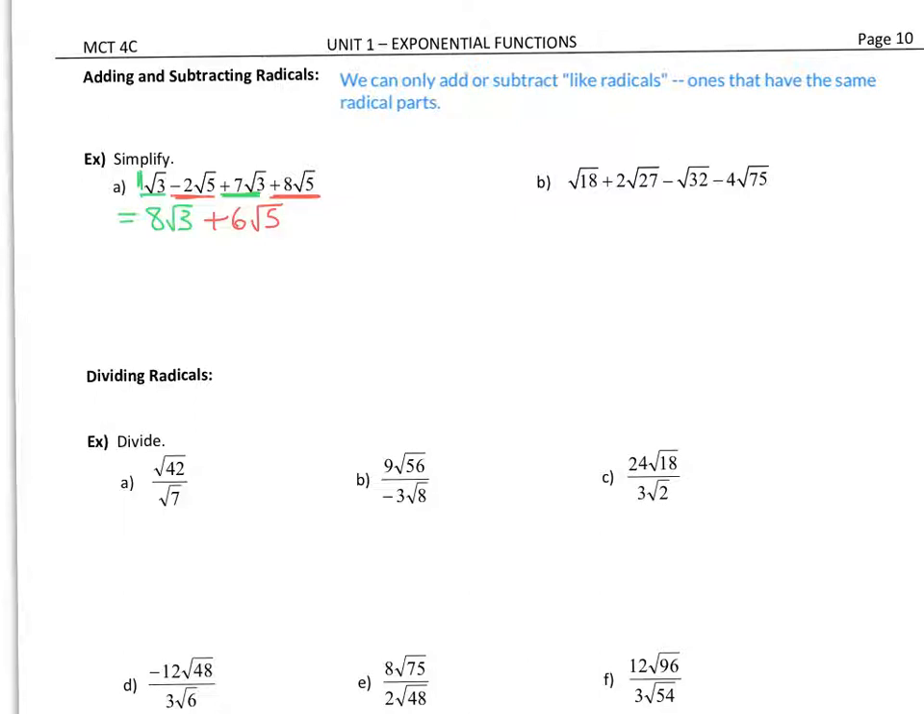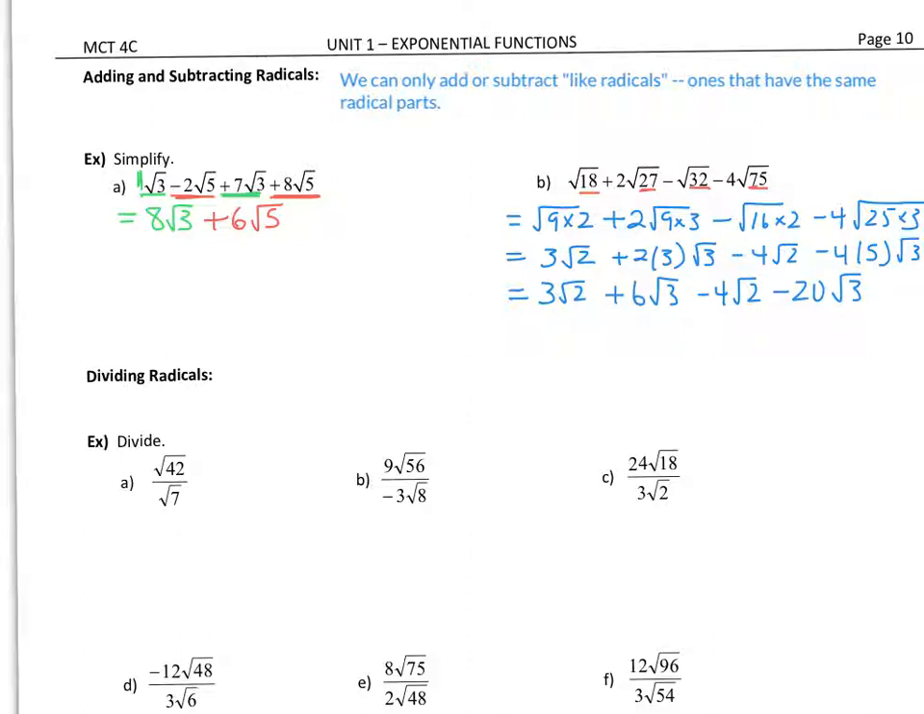Part B, though, gets a little complicated because if I look at these radicals, none of them are like radicals. But I know that I can write things in lower terms, and then I might have like radicals. So if I look at the root of 18, I know 18 is 9 times 2. I could break that down. I know that 27 is 9 times 3. I know 32 would be 16 times 2, and 75 could be a 25 times 3. Change those into their mixed form lowest terms, and then you can collect your like radicals. Try that out.